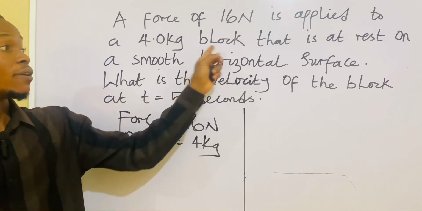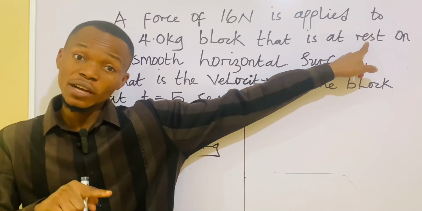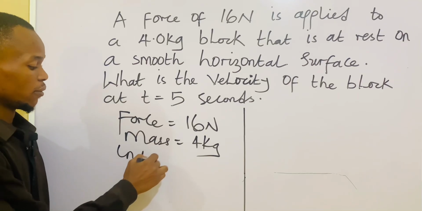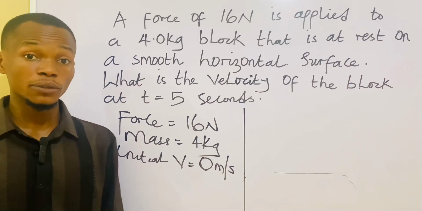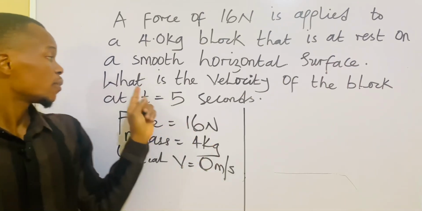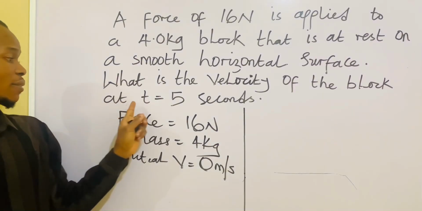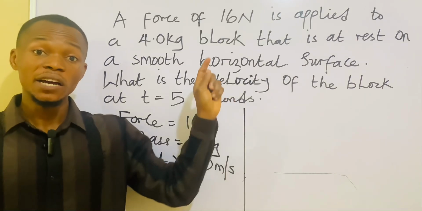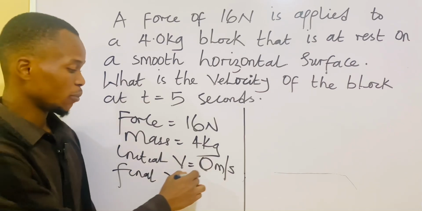The next I have that is at rest. In mechanics, when an object is at rest, it means the initial velocity of the object is 0 meter per second. It means next my initial velocity is 0 meter per second. The next, rest on a smooth horizontal surface. What is the velocity of the block? So I'm looking for the velocity of the block at t is equal to 5 seconds. So when the time is 5 seconds, I'm looking for the final velocity. So my final velocity, I don't know, is what I'm looking for.